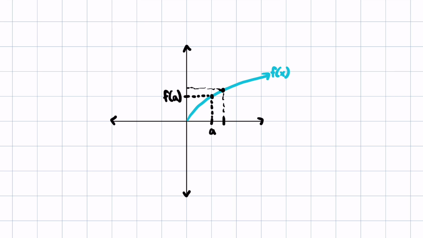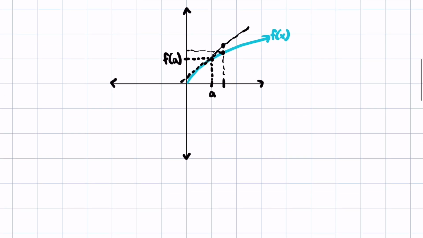Basically, what we're going to do is use tangent lines. So we are going to find the tangent line of the function at a, and then based off of that, we will find the value of our new x value on the tangent line. And we will say that that's probably pretty close to the y value that we're looking for.